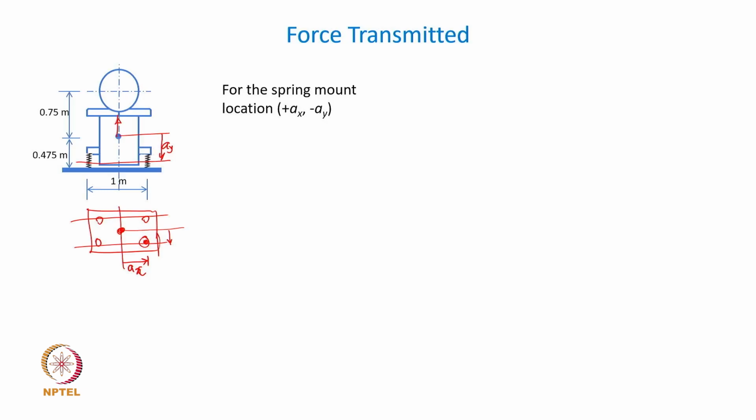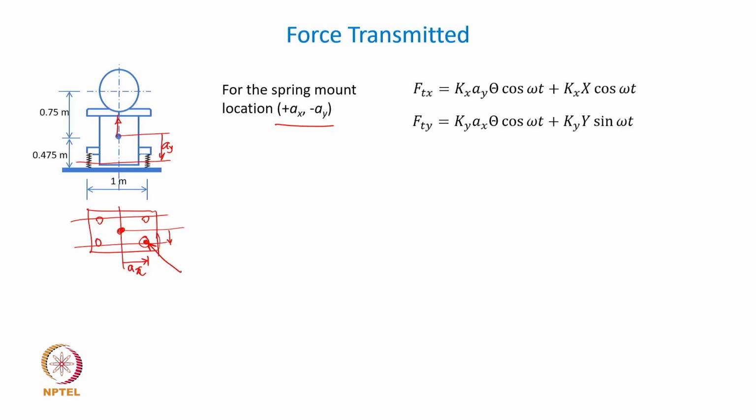So, let us focus on this particular spring position, and that position is given by this coordinate plus Ax, minus Ay. Those numbers or the values are already listed in the example. For this spring mount location, let us find what is the force transmitted through that spring connection. So, the force transmitted is given by this expression.